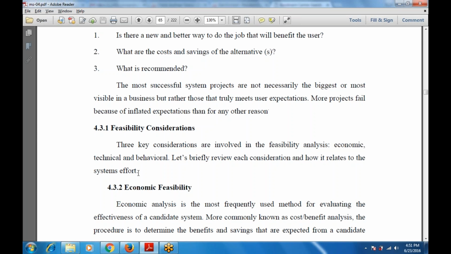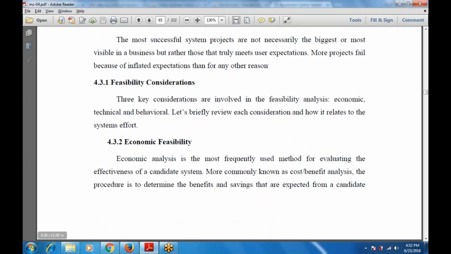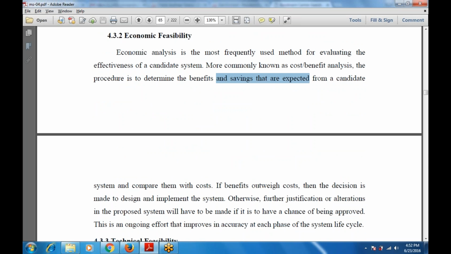First one is economic feasibility. This is the most frequently used method for evaluating the effectiveness of a candidate system, and it is also known as cost-benefit analysis. The procedure is to determine the benefits and savings that are expected from a candidate system and compare them with the cost.